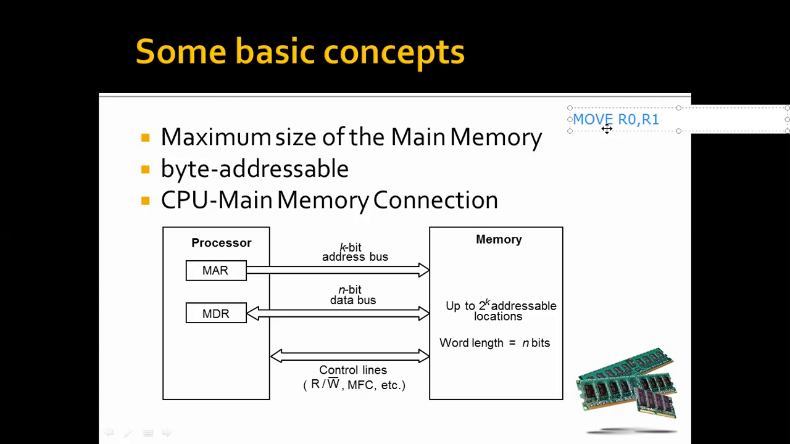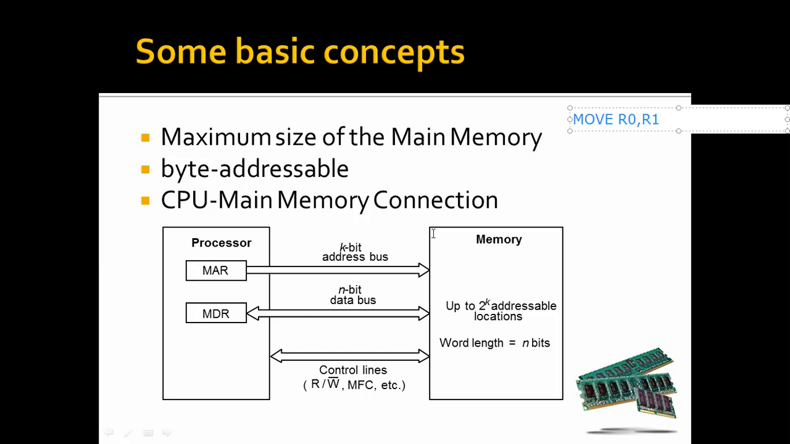Which data is required to execute this instruction? R0 data and R1 data. Only if we know the R0 data and R1 data is this instruction executed. Here the source is R0 and the destination is R1. R0 data is also stored in some memory location. Like this, all the instructions are stored in some address location, and the data required to execute those instructions is also stored in some address location.